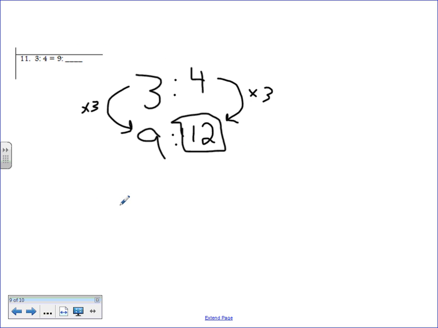Number 11, little ratios question. 3 to 4 equals 9 to blank. I wrote it this way. You can make it as a ratio table. 3 times 3 is 9. 4 times 3 is 12. Also remember 3 times 12 is 36. 9 times 4 is 36. Right? Equivalent ratios, just like equivalent fractions.